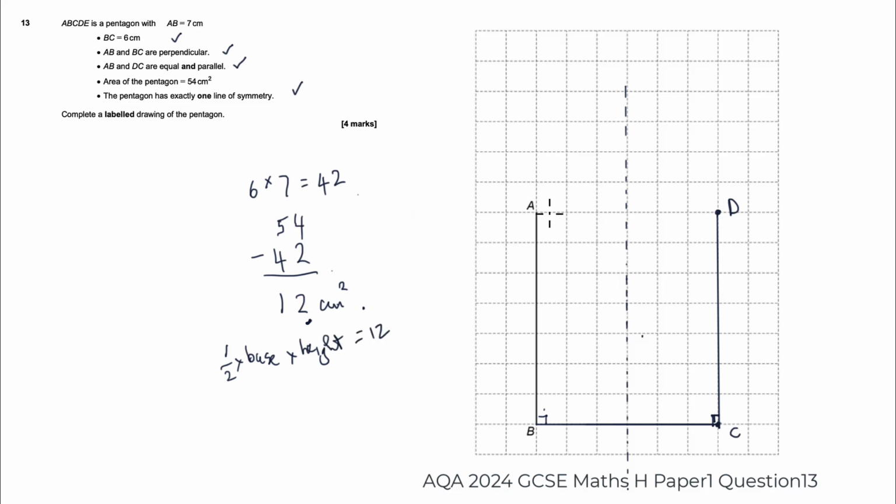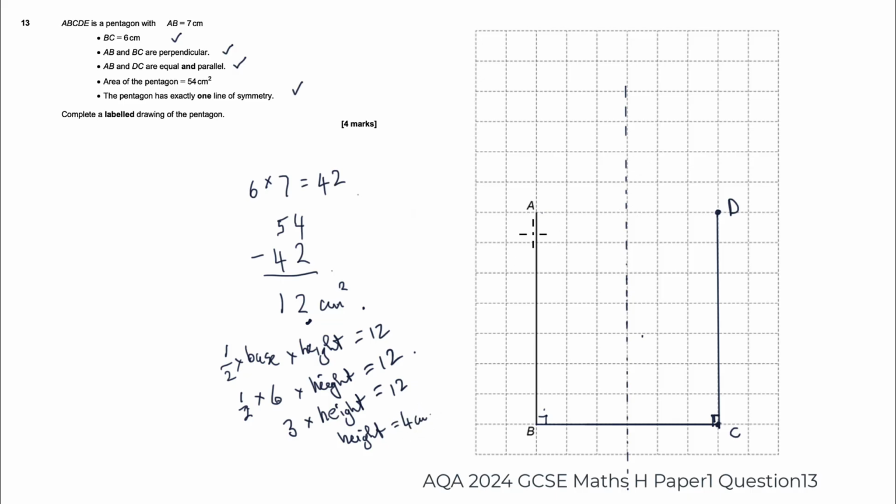And we can see that the base of this triangle is 6 centimetres long. So it's a half of 6 times the height. Now we should be able to work out the height from that. A half of 6 is 3. So 3 times the height is 12. Well, 3 fours are 12. So the height would be 4 centimetres.